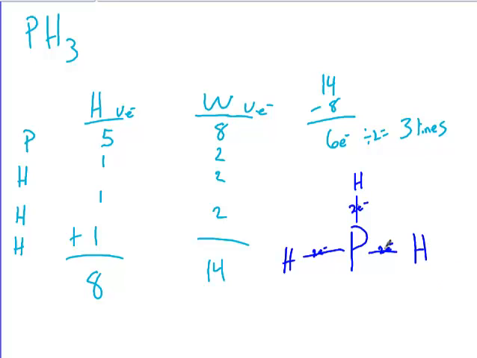So I've got 2, 4, 6 electrons right now for phosphorus. I need to get 2 more dots to make it go up to 8. So now I've got 8 valence electrons, and everything's pretty happy.